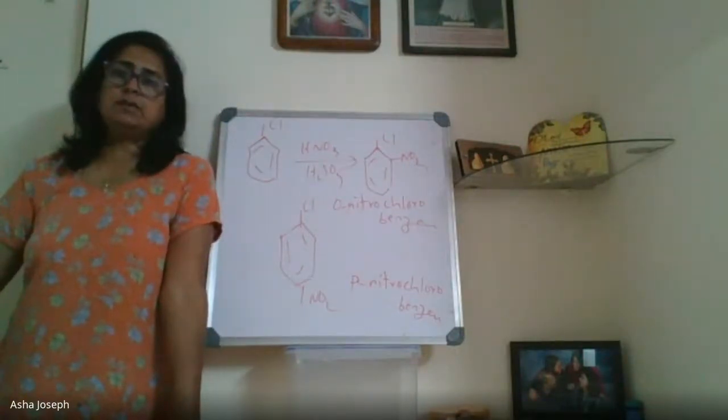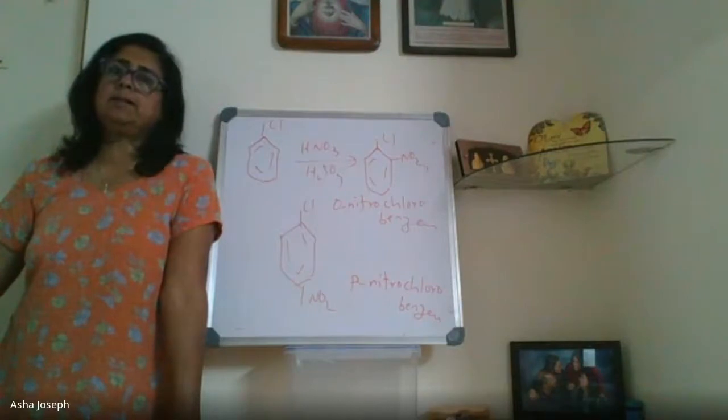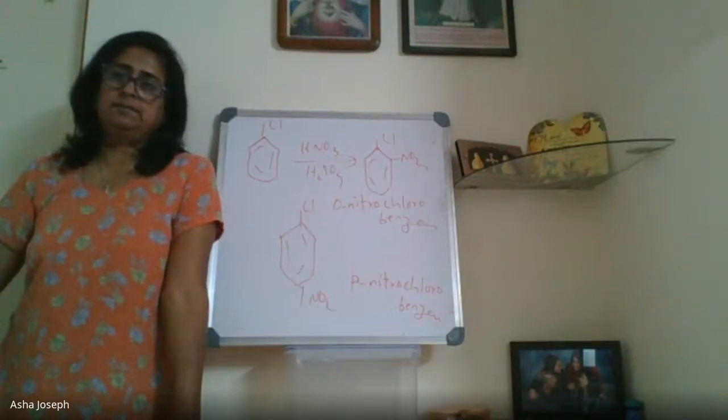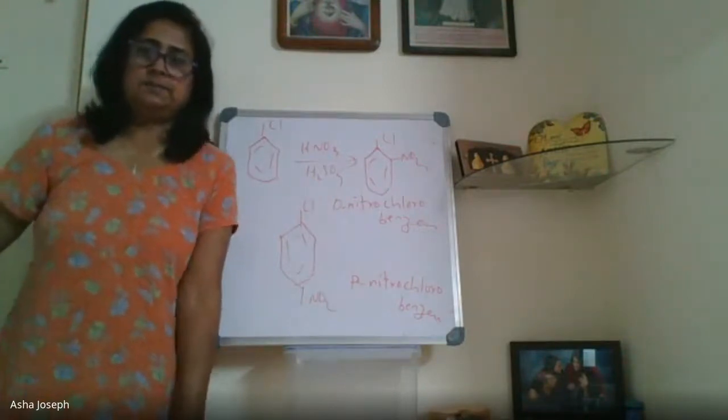So chlorine is ortho-para directing. So whatever the electrophile, it will go to ortho and para position. That only you have to remember. Chlorine, or any halogen, is ortho-para directing. Clear? What probably, Anand? What is more stable? Okay, para.